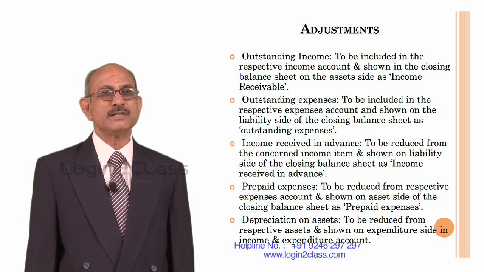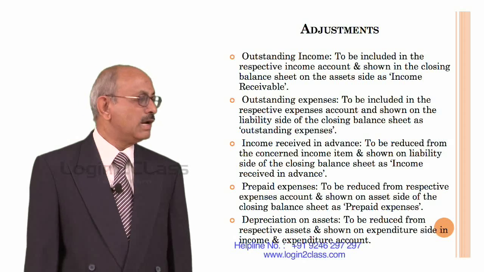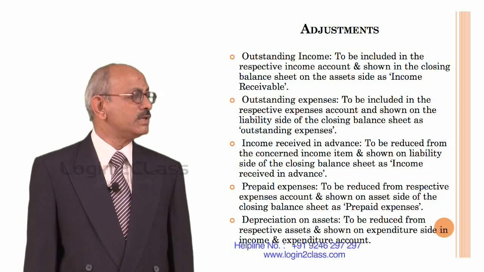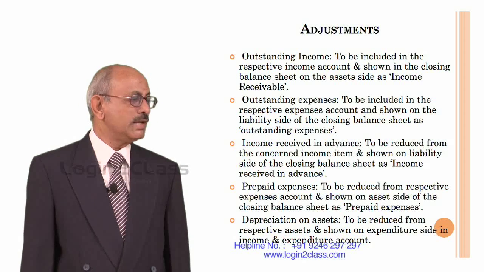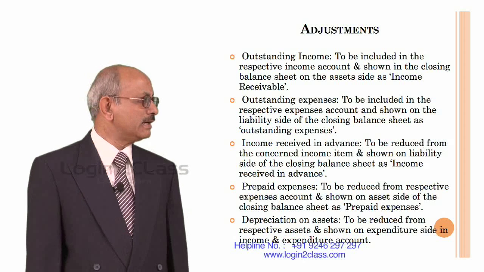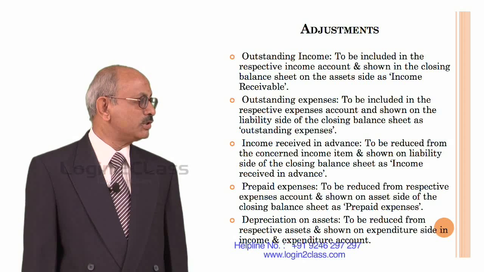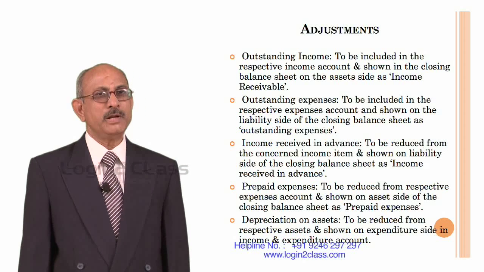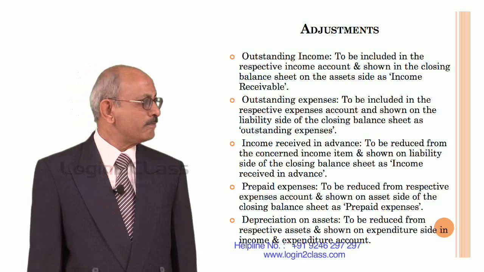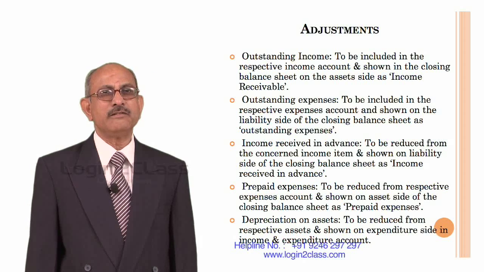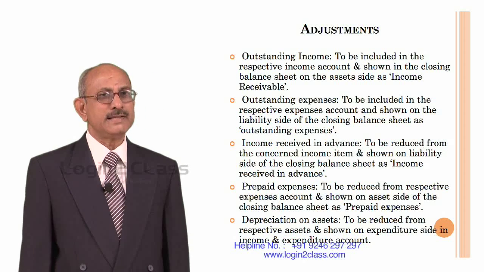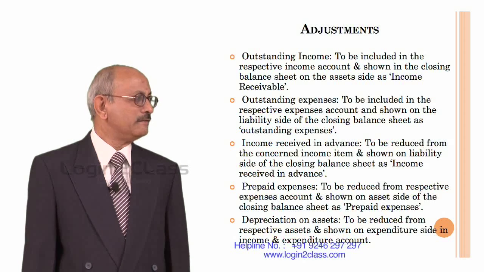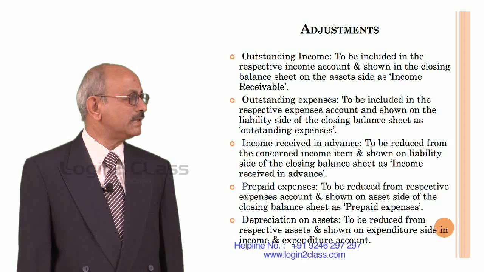Similarly, prepaid expenses, which is just the opposite of outstanding expenses. These are expenses which have already been met, but do not relate to the current year. So, they have to be removed again from the income and expenditure account, but have to be shown on the asset side of the balance sheet as prepaid expenses. So, prepaid expenses appear on the asset side, whereas income received in advance appears on the liability side. As against that, outstanding income appears on the asset side, whereas outstanding expenses appear on the liability side of the balance sheet.